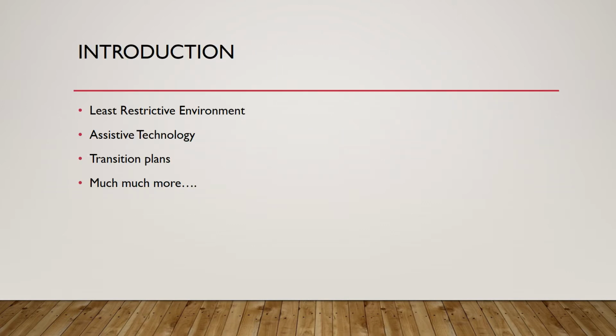My introduction. The three things that we're going to talk about today are how do we determine the least restrictive environment for a student? Where is that student going to be most successful, as well as be around their same age peers as much as possible, and get the best education they need and gain some information towards the general education curriculum? I'm going to talk about some assistive technology.